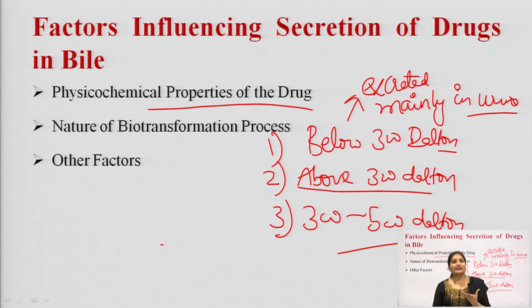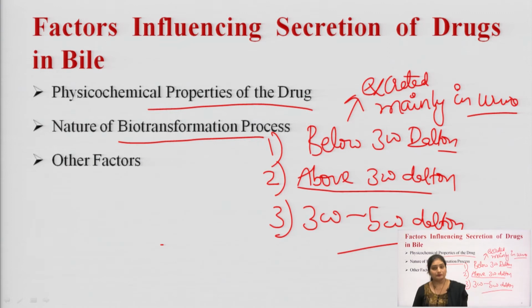Okay. The next factor is the nature of the biotransformation process. A metabolic reaction can greatly influence the polarity as well as the molecular weight of the drug. If the drug component has higher polarity, then it will favor the biliary excretion. So, phase 2 reactions, for example, glucuronide reaction and sulfate conjugation, will favor the biliary excretion process.